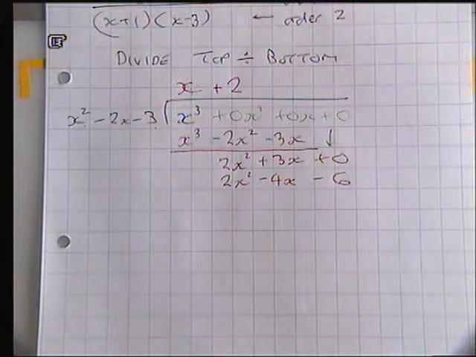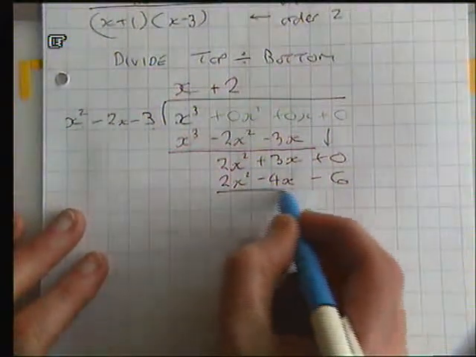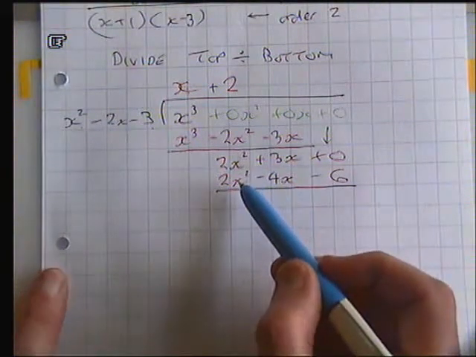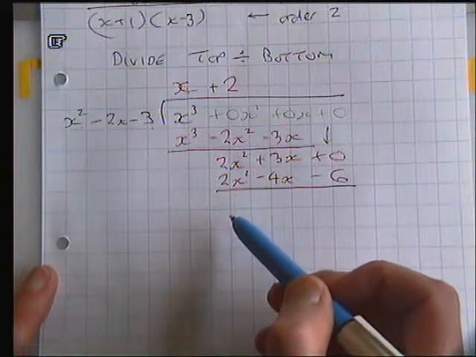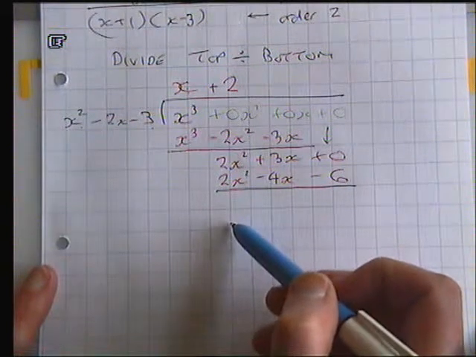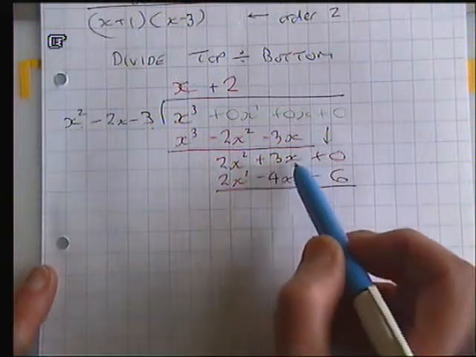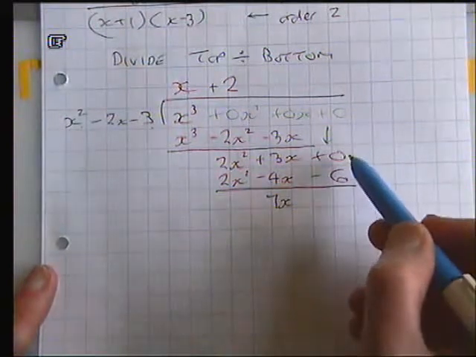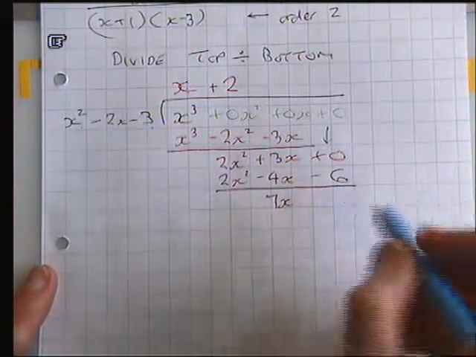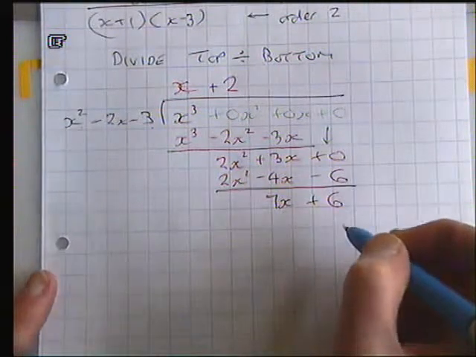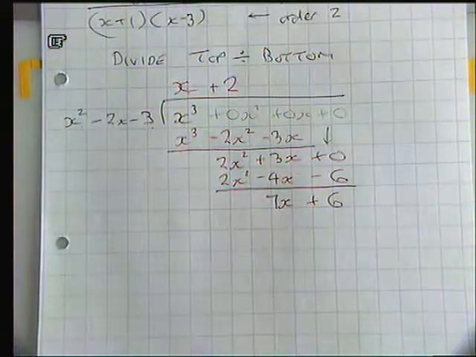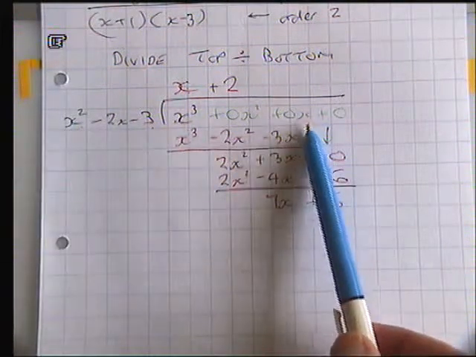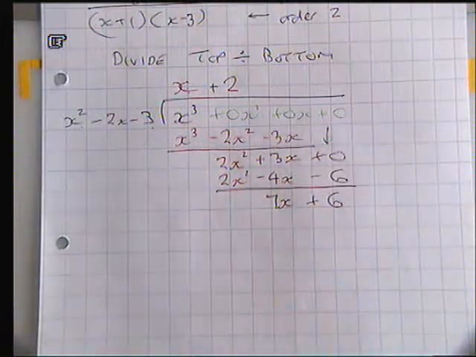Then what do I do? Take away. We're getting somewhere. Right. 2x squared take away 2x squared is, as I said before, that's what should happen. That column should then disappear. Positive 3x take away negative 4x. 7x. 0 take away negative 6. So that's a positive 6. Now we have to stop here because we cannot put x squared into things which haven't got x squareds in them or anything. So we stop at that point.